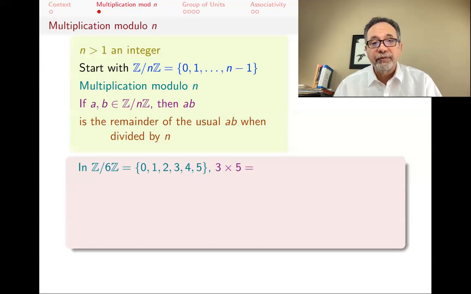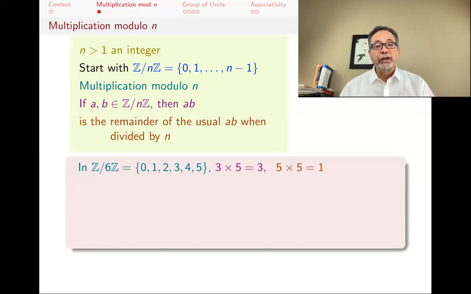And what's 3 times 5? 3 times 5 in our world is 15. But if you take all the 6's away from it, you take 1 six and then another 6, 12 out, then you're left with 3. So 3 times 5 is 3 in this world. What about 5 times 5? In our world, 5 times 5 is 25. But the remainder of 25 when divided by 6 is 1. So 5 times 5 is 1 in this world.